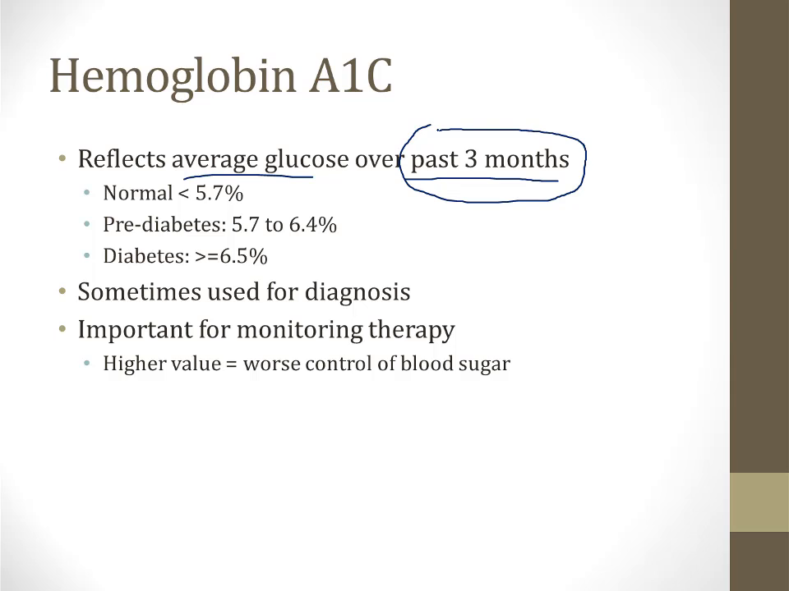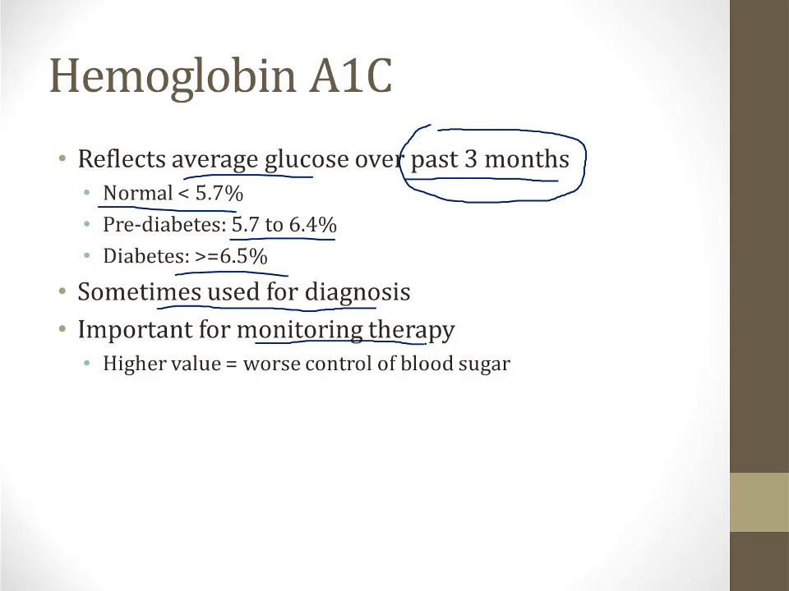Thus, what you're seeing when you measure the A1C is a measurement of what's been happening to the blood glucose over the past 3 months. A normal value for A1C is less than 5.7%. Pre-diabetes is 5.7 to 6.4, and anything greater than or equal to 6.5% suggests diabetes. This is sometimes used for diagnosis, although it's much more important for monitoring therapy.